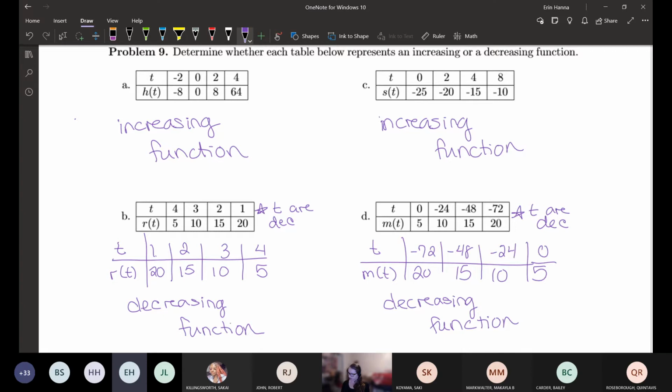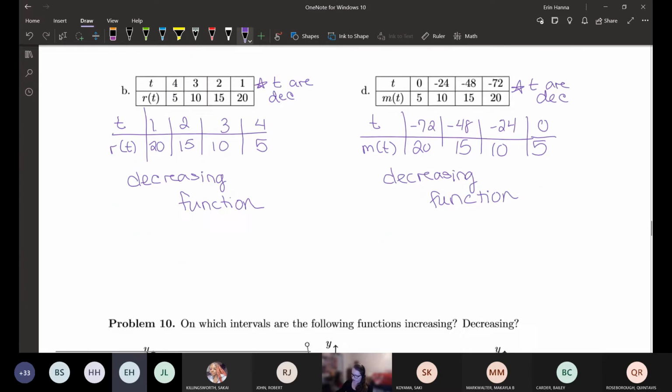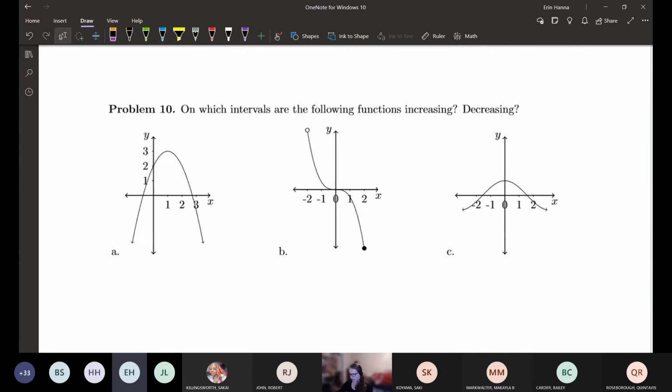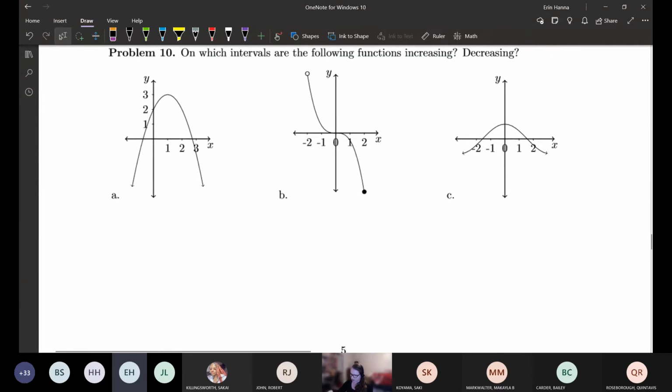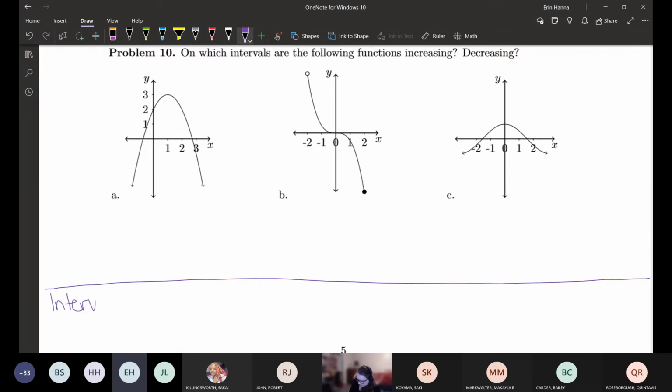All right. Before we write the answer for the next one, I need to do a little bit of a side note, because what we're going to do is write the intervals on which this function is increasing or decreasing. So I need to talk about something called interval notation really quick.